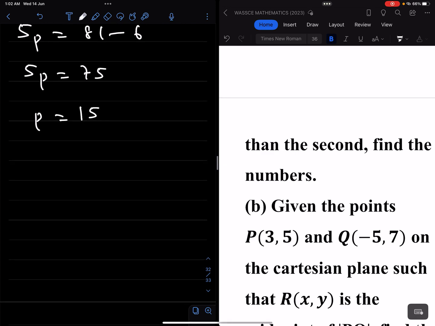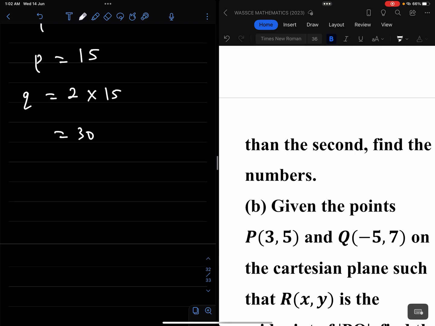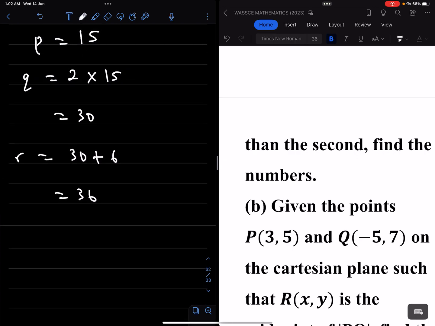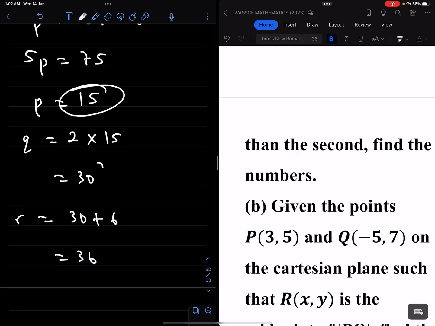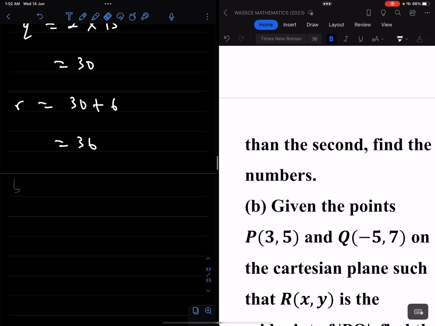Now if P is 15, Q will be 2 times P, which is 2 times 15, and that's 30. And R will be Q plus 6, which means 30 plus 6, which is 36. Therefore the numbers are 15, 30, and 36. And that's it. So we go straight to the next, which is B.